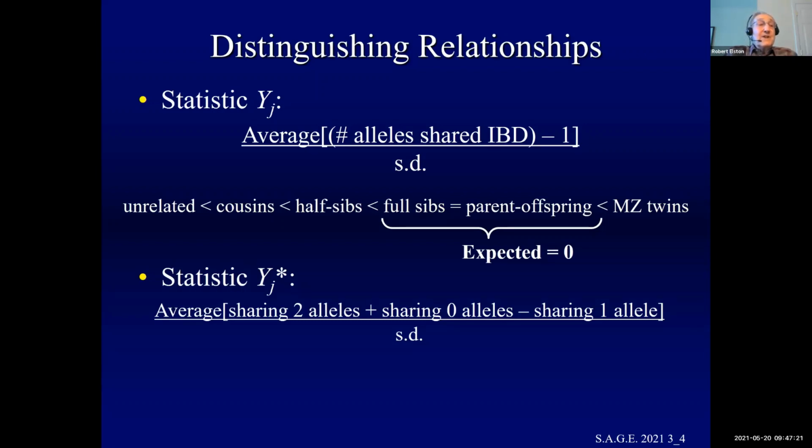So we have another statistic, YJ star, and that is the average of sharing of 2 alleles plus sharing of 0 alleles minus sharing of 1 allele, also divided by the standard deviation in your sample. For this statistic, the parent offspring value will be smaller than that for full SIBs.